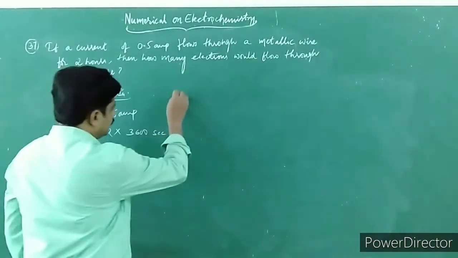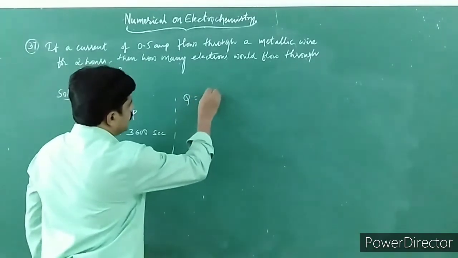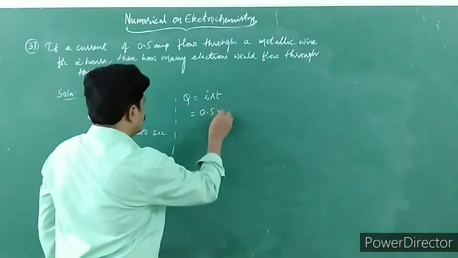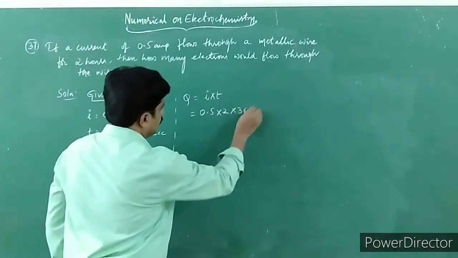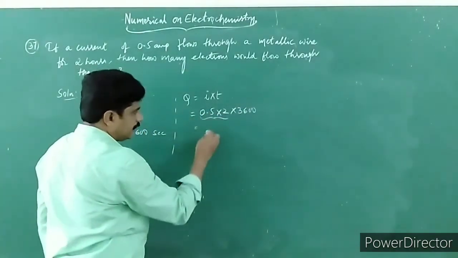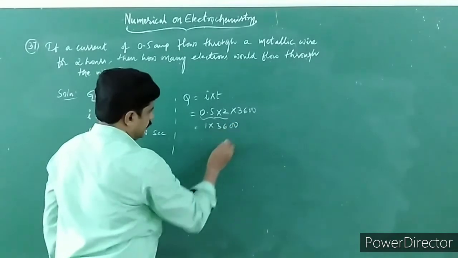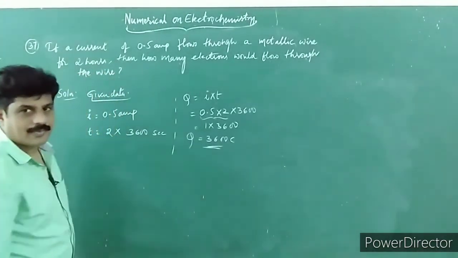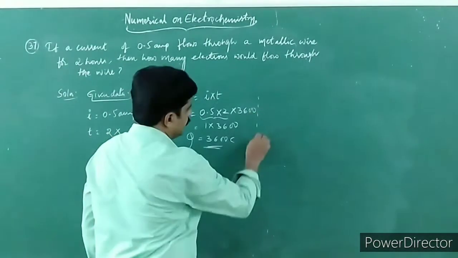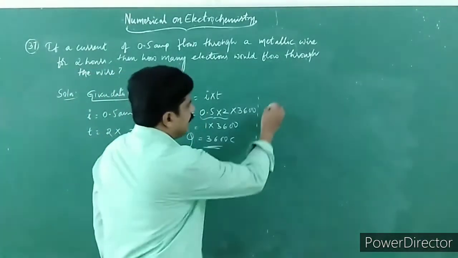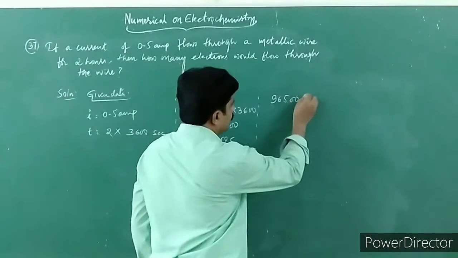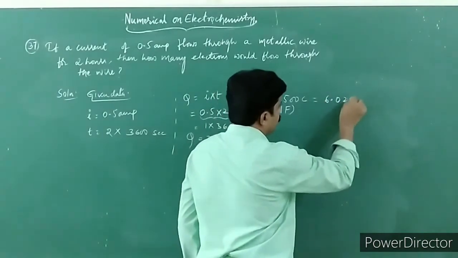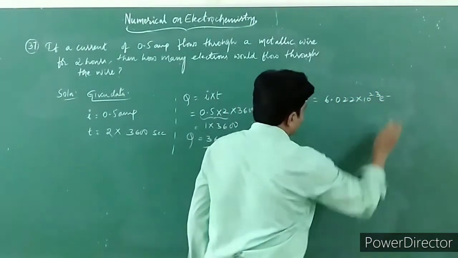Now children, you know that Q is equal to I into t. I is 0.5 into 2 into 3600. Now if you multiply 2 into 0.5, that is equal to 1. So 1 into 3600, that is 3600 coulombs. Hope you got it. Now children, you know that 96,500 coulombs, nothing but 1 Faraday, contains 6.022 into 10 to the power of 23 electrons.